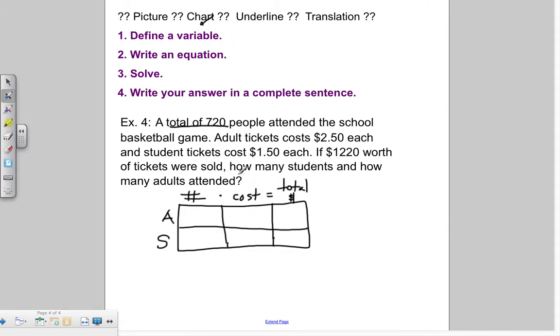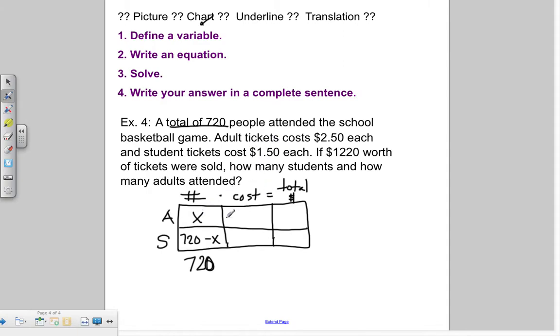Define a variable. So how many students and how many adults attended? That's my clue. So I know it's going to be somewhere in here, my variable, the number of adults or the number of students. Well, all I know is that the total is 720. So all I know is that these two have to add up to 720. So that means I make one of these x and the other one 720 minus x, because this way I know that they're going to add up to 720. I actually could have done it the other way. I could have made this one x and this one 720 minus x, and it still would have been okay.